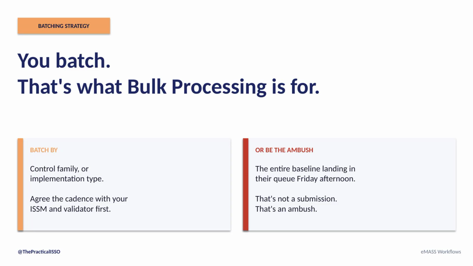So how do you CAC a 300+ control baseline without drowning? You batch. That's what the bulk processing screen is for. Batch by family or by implementation type, and agree on the cadence with your security manager and validator first. Nobody wants the entire baseline landing in their queue on a Friday afternoon. That's not a submission, that's an ambush.